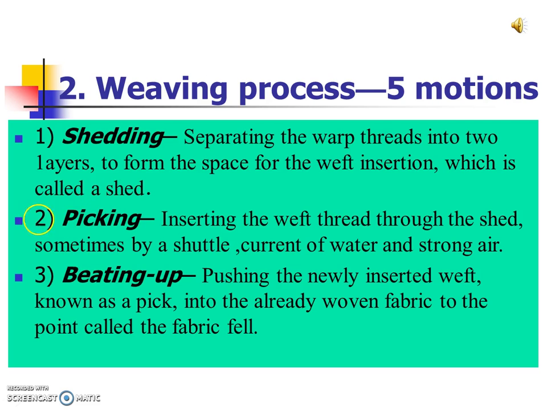The second primary motion of weaving is picking. In picking, we are inserting the cross weft yarn with the help of a shuttle or modern picking elements like air jet, rapier, water jet. In short, picking is inserting the weft thread through the shed.